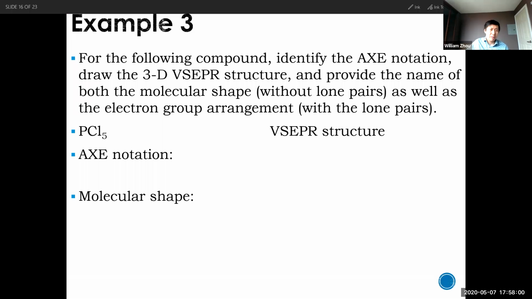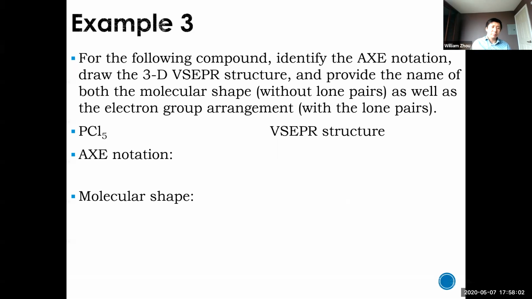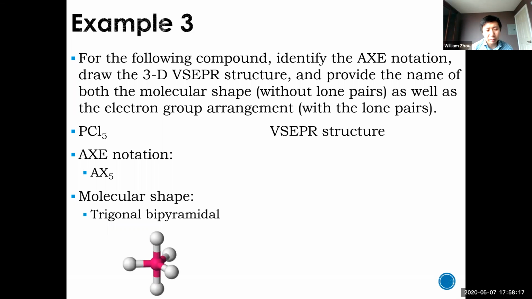Okay, so let's start from example 3. So you have PCl5. The X notation is quite simple. It's just AX5. The phosphorus has 5 bonds, each with chlorine. Doesn't have any lone pairs. So the molecular shape will be trigonal bipyramidal.